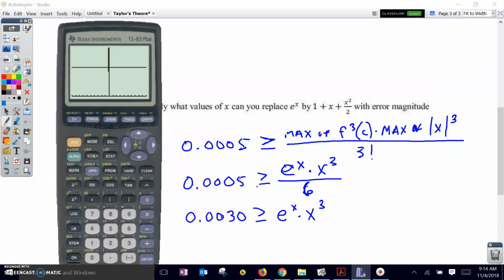It looks pretty wide for me to perceive anything on the window that I've used, so I'm going to narrow in my x values and look between -1 and 1. Let's see if I get a better view. There we go. And now I can find the intersection points of these two functions in order to get the endpoints of my interval.